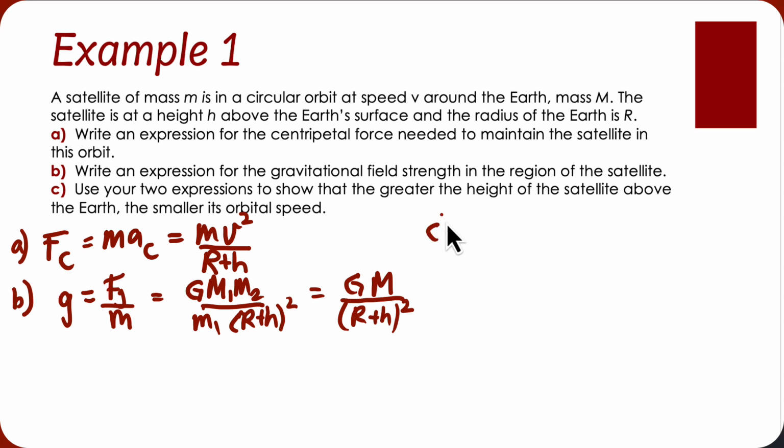Part C, use your two expressions to show that the greater the height above the Earth, the smaller the orbital speed. So the centripetal force is going to be caused by the force due to gravity. I'm going to put those two things equal.